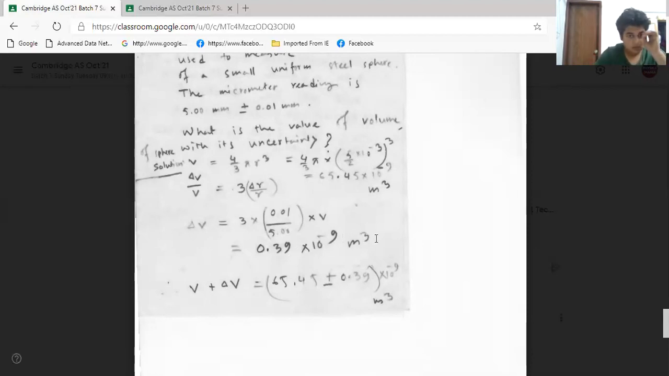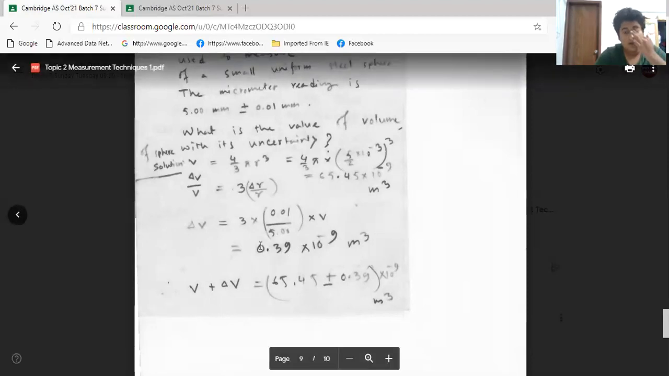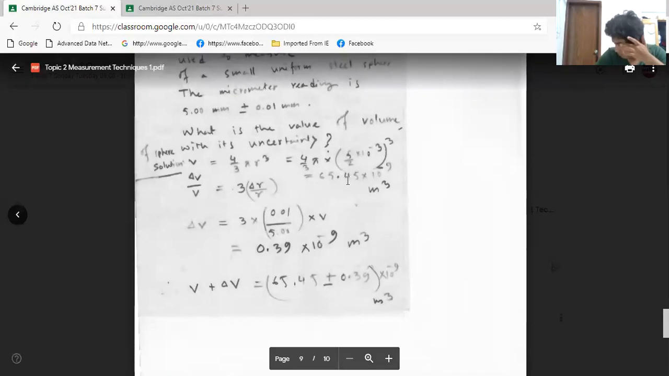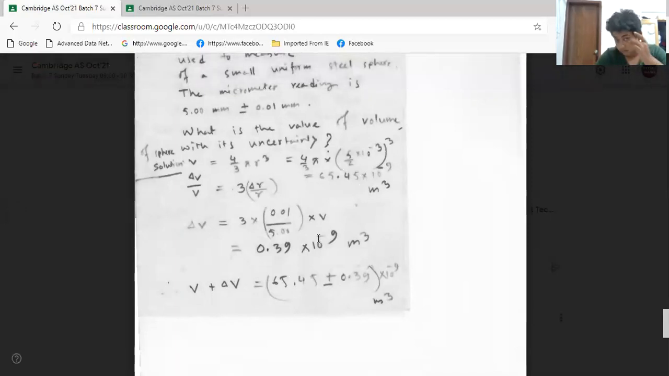Now the measured value of volume you got is 65.45, and the absolute uncertainty is 0.39 into 10 to the minus 9. So here in the bracket we are writing 65.45 plus minus 0.39 into 10 to the minus 9. Is it clear?